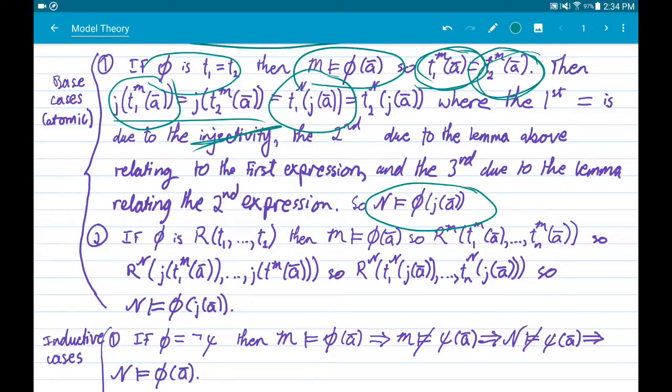we know that these are equal due to the sort of structure-preserving property of the map J. Likewise, this is equal to this, again, by the structure-preserving feature of map J. And there we have it. All of these things are equal, and the equality of these two things is what meets the definition of structure N satisfying phi on argument J of a bar. And that is what we wanted to prove.